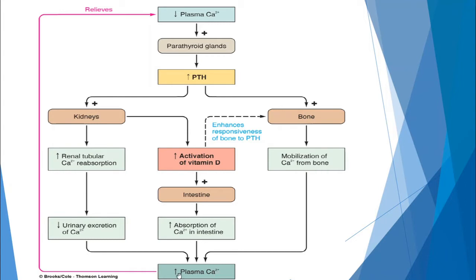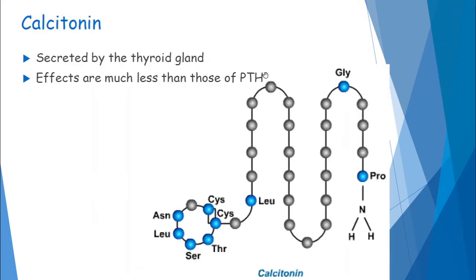All of these together will increase the plasma calcium concentration. And as a result, there is a feedback effect, and the parathyroid glands are inhibited so that less parathyroid hormone will be produced. Calcitonin is secreted by the thyroid gland, and the effects are much less compared to PTH.